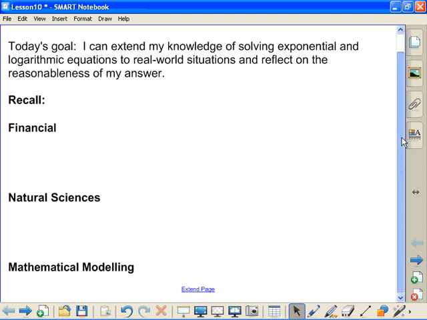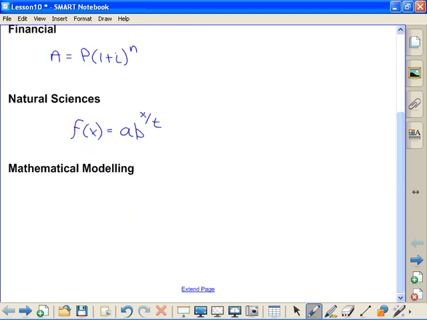So, quick recall. With the financial, remember the formula that we used looked like this. And again, you just got to look back at your notes to find out what each individual variable stands for. So we're going right back to that last note with the exponential. Your natural sciences, same thing as it was before. And finally, the mathematical modeling, as I've called it. It's just a b to the exponent x. So there are the three types of questions we're going to deal with.